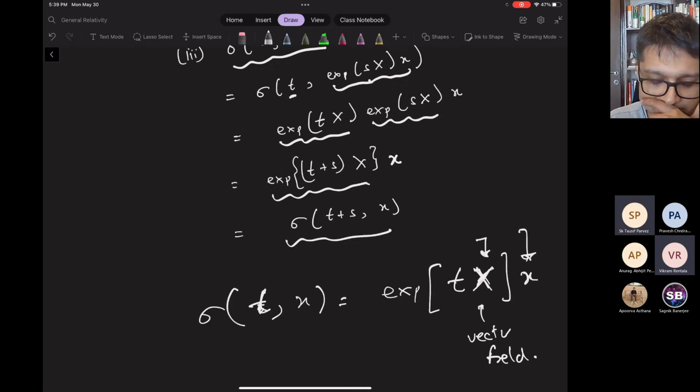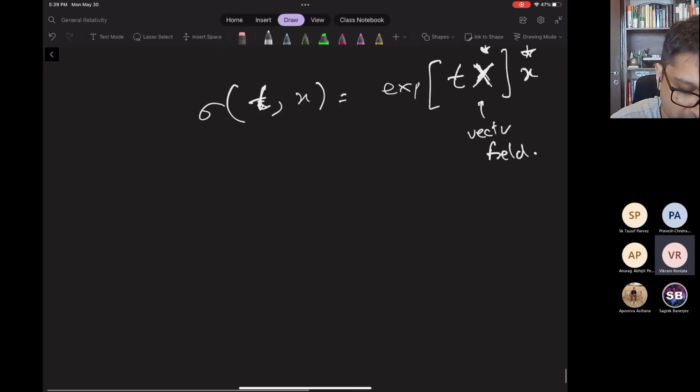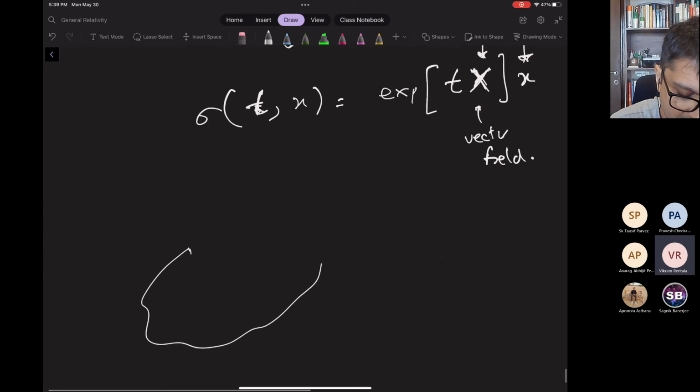Sir, is this the reason why Lie groups are manifolds? Yes, I mean, actually, okay, it's related. But it's a little more complicated than that. So a Lie group is sort of a manifold.